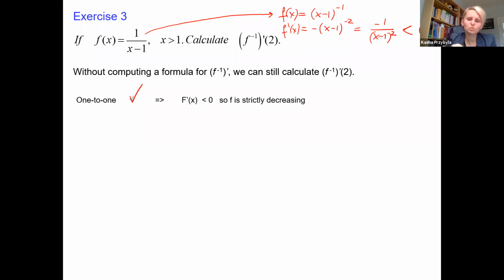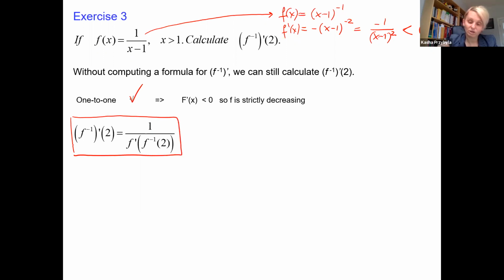But because we don't have x equals 1, we have a discontinuity. That's the reason that I restricted the domain. Okay, that's good. Now let's come back to the main question. We will use this formula: f inverse prime at 2 equals 1 over f prime of f inverse at 2. We can see there's no formula for the inverse again, just this formula.